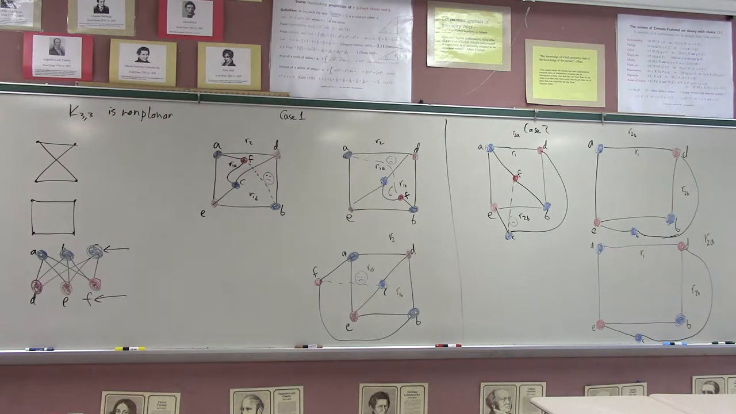What's the other possibility for what we do with the last point F? Well, we can either put it in region 2B. This picture got a little crazy over here. We can put it in region 2B, or we can put it in region 2A, which is just like outside. And in both of those cases, we will again get a contradiction.